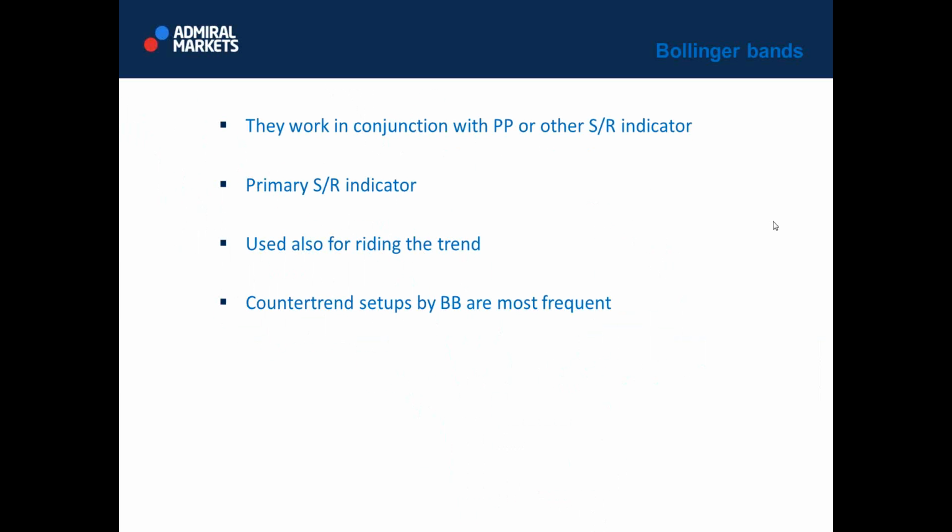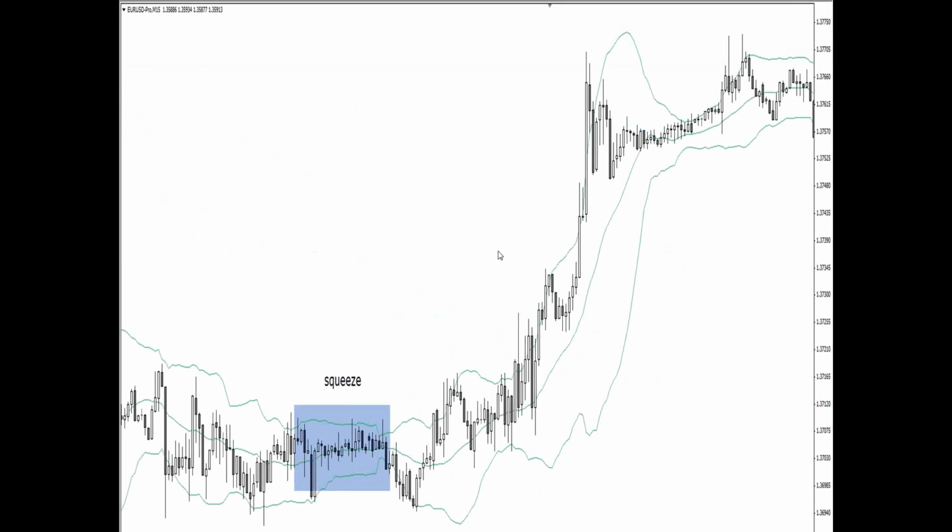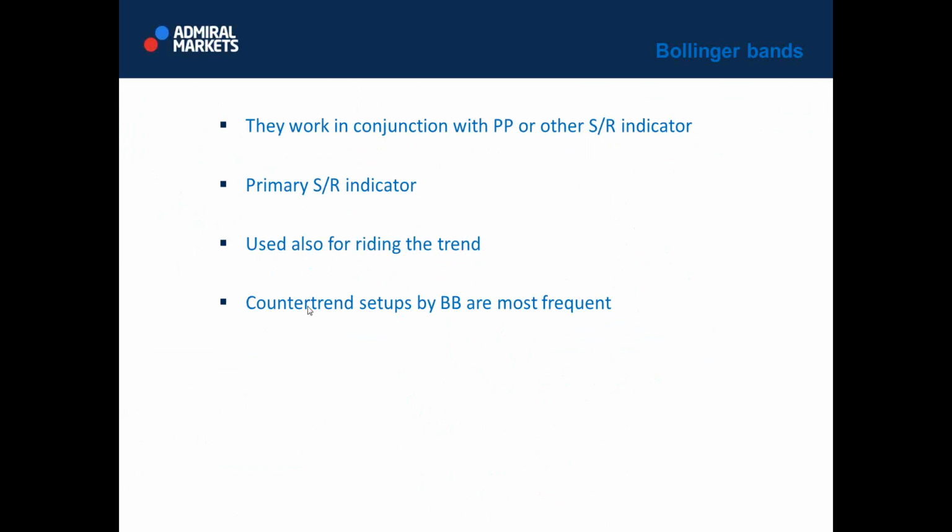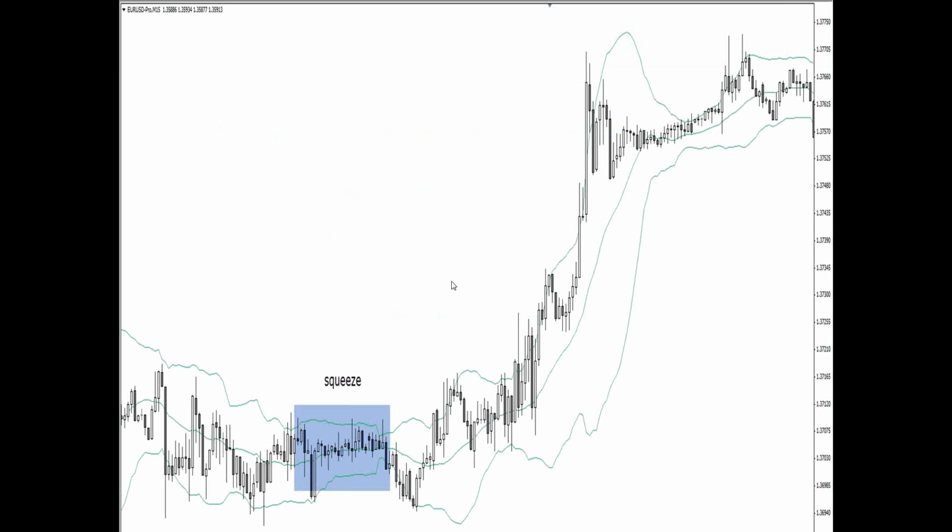Now, let's sum it up. They work in conjunction with pivot points and other support resistance indicators. It's a primary support resistance indicator. It's used for riding the trend, but I don't recommend it, okay? I don't recommend it. This is what I recommend: counter trend setups with Bollinger Bands are most frequent, and you should concentrate on that.